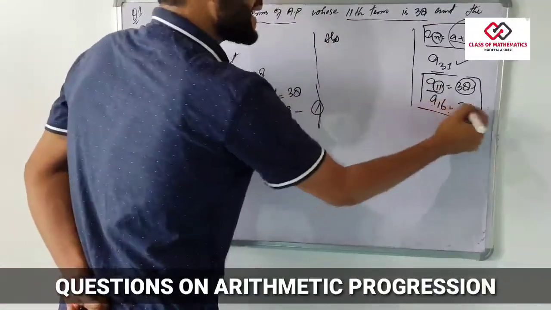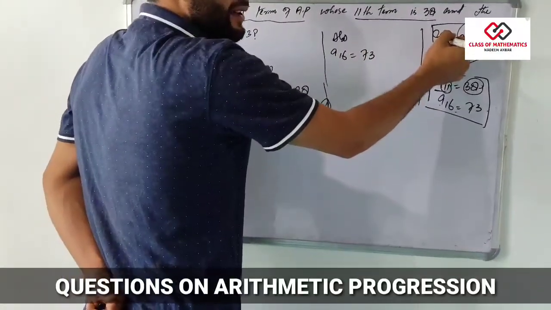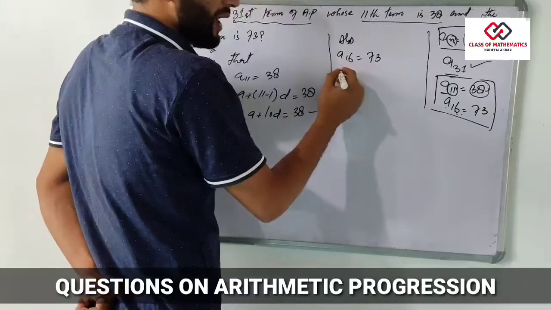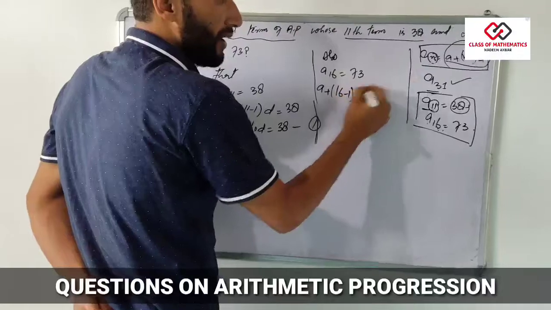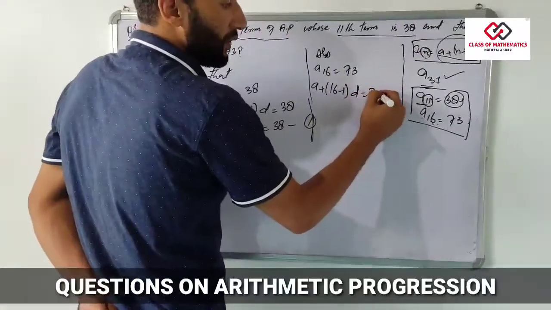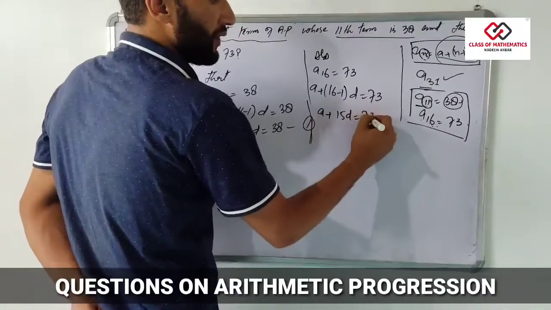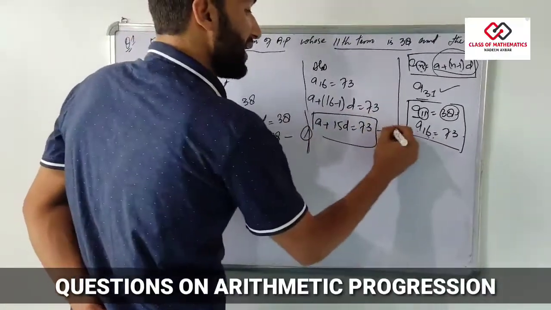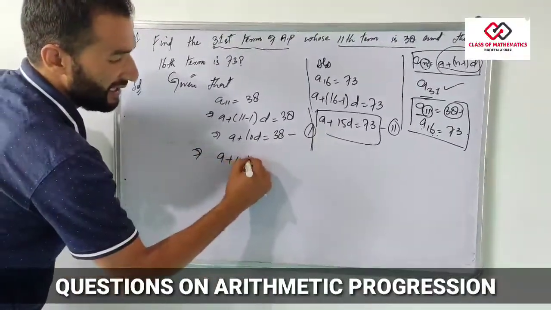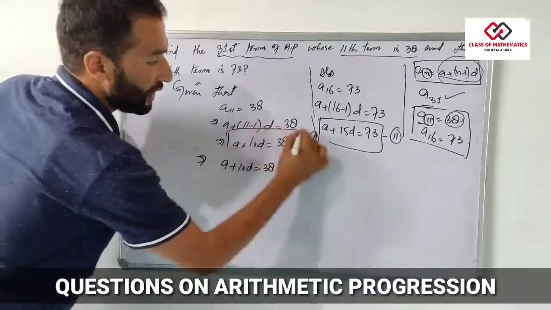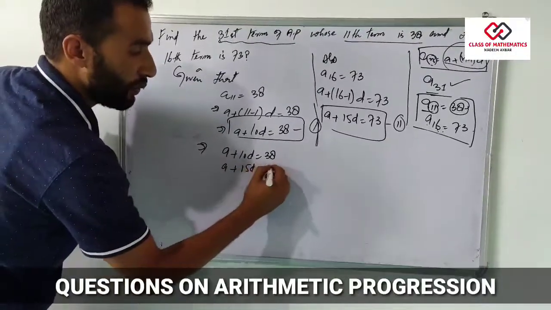Also A16 is equal to 73. Now replace n by 16, so it will be a plus 16 minus 1 into d equal to 73. Now it will be a plus 15d equal to 73. Name it as second. Now what is equation first? Equation first is a plus 10d is equal to 38. And what is second? It is a plus 15d is equal to 73.